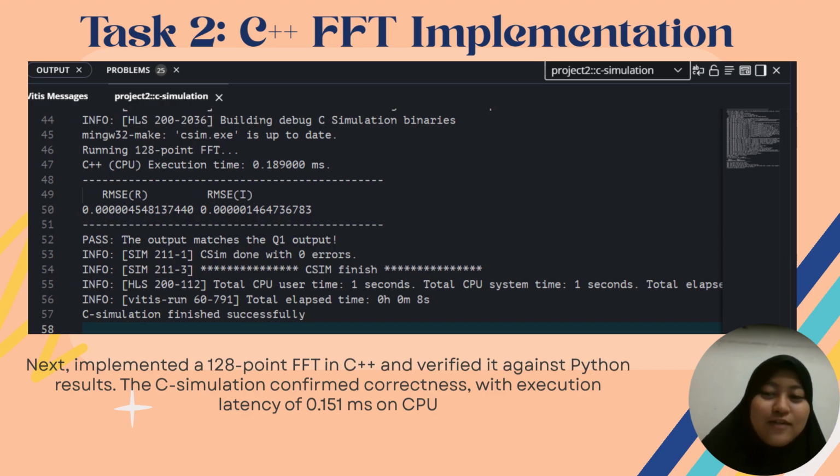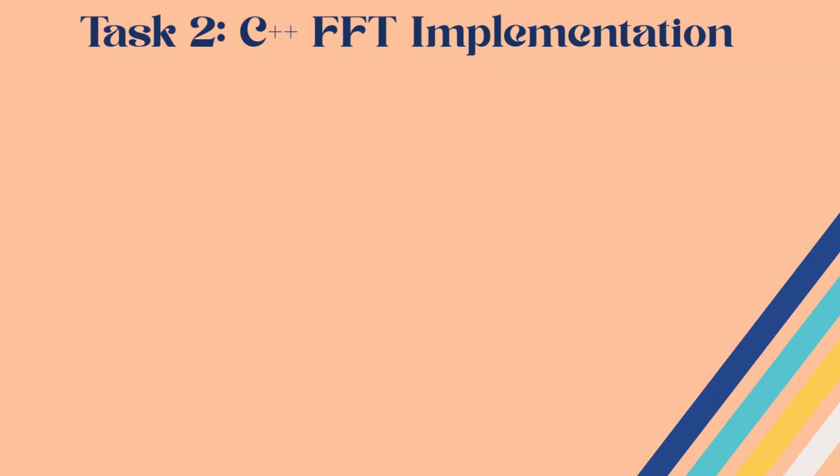However, the execution time on CPU was slower compared to Python, about 0.151 milliseconds. This showed that C++ is flexible and portable. It still runs sequentially on the CPU and cannot achieve the parallelism needed for real-time edge devices. This step was important to prepare for design conversion into hardware.